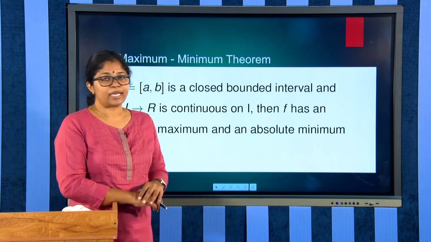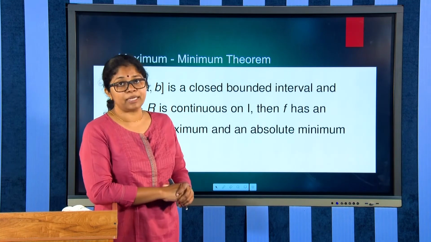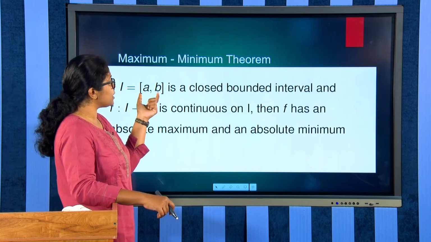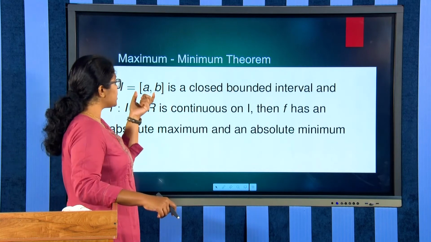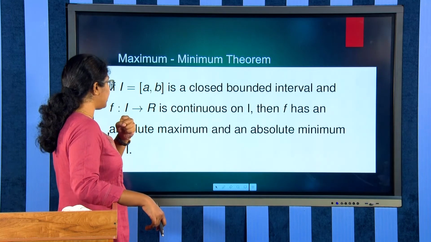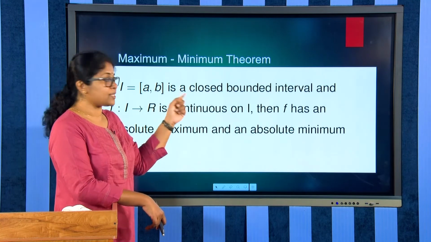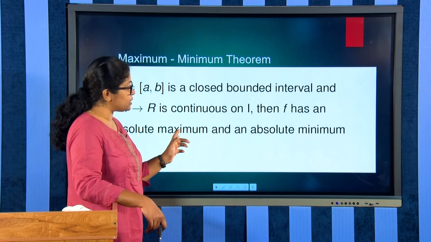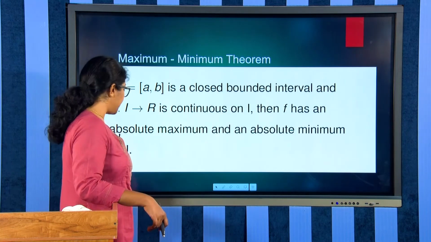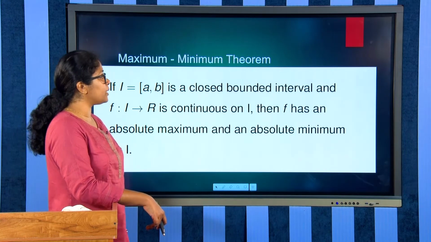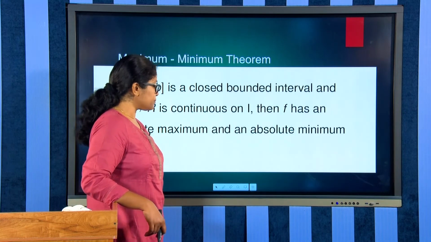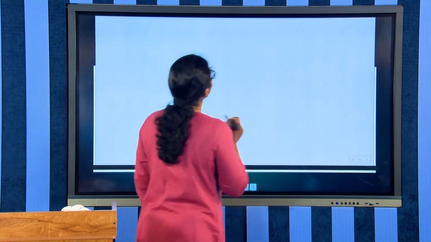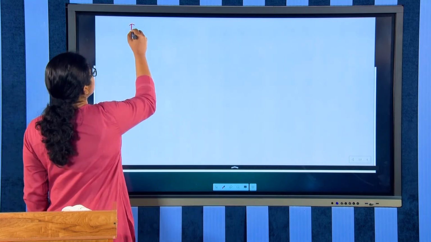Now comes the important theorem, which is called the maximum minimum theorem. Again, I is defined as a closed bounded interval. That is why we are taking I to be some closed interval [a, b]. If f from I to R is continuous on I, then f surely has an absolute maximum and an absolute minimum on the interval I. So, this is called the maximum minimum theorem. So, we can look at the proof. The proof goes like this. Proof of maximum minimum theorem.